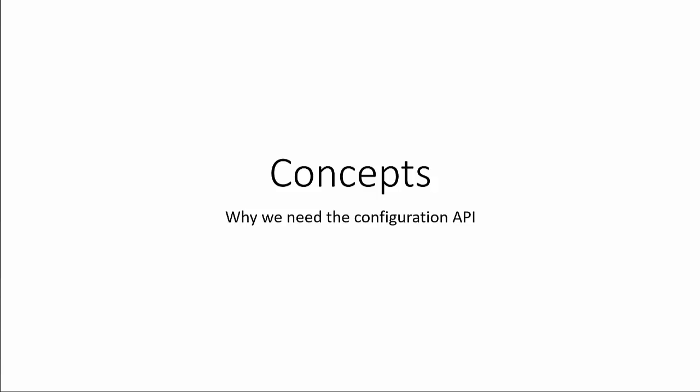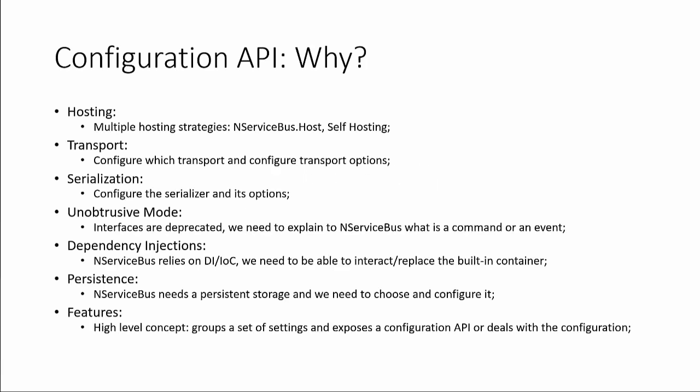But before, why do we need a configuration API at first? Why do we, as developers, need to interact with the configuration API during our daily usage of NServiceBus endpoints? The main reason is that NServiceBus exposes a lot of features that we need to be able to basically take control over, and the basic list of these features is the following.